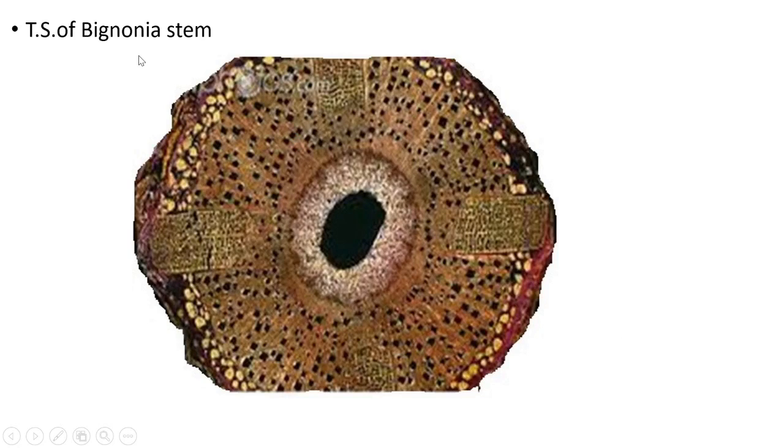Now see in the diagram of Bignonia stem, these are the 4 patches of secondary xylem and 4 patches of secondary phloem. Here secondary xylem is developed more and more and secondary phloem is reduced. In this patch secondary phloem is more and more and secondary xylem is less. That's why we get the 4 wedges of phloem patches and 4 wedges of xylem patches. Xylem patches are 1, 2, 3 and 4. The secondary phloem patches are 4. They alternate with each other.